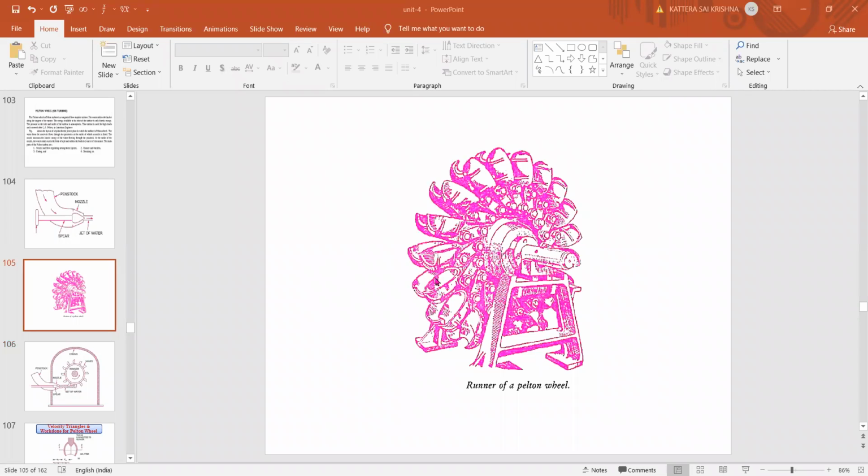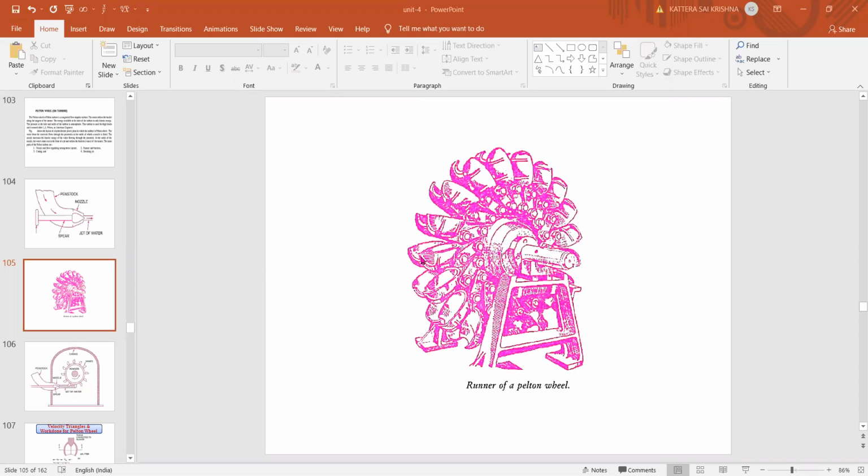Each bucket here, if you see, this whole thing is called a bucket. Each bucket is divided into two symmetrical parts by a dividing wall. You can see here, there is something in between, which divides the bucket into two equal parts like this. That is known as a splitter. So you have a splitter in the bucket, which divides this blade into two symmetrical parts.